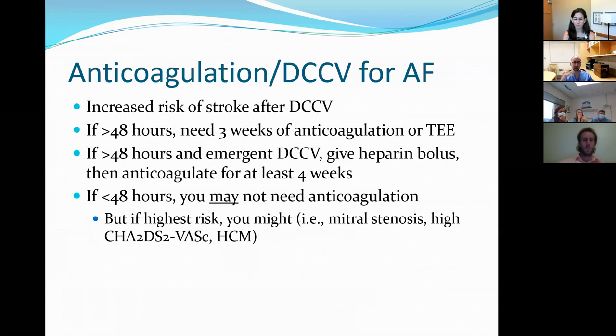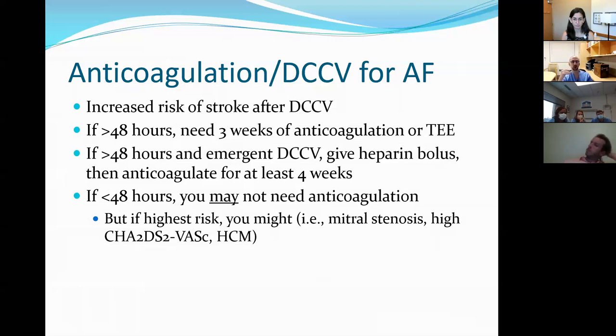then they either need 3 weeks of continuous anticoagulation. Now, with the DOACs that we have nowadays, if you miss 1 dose or 2 doses, you're probably okay. But for warfarin, you want to have a documented therapeutic INR. Or you need to do a transesophageal echocardiogram to rule out a thrombus in the left atrium, and then you can anticoagulate. But either way, you need 4 weeks of anticoagulation afterwards.